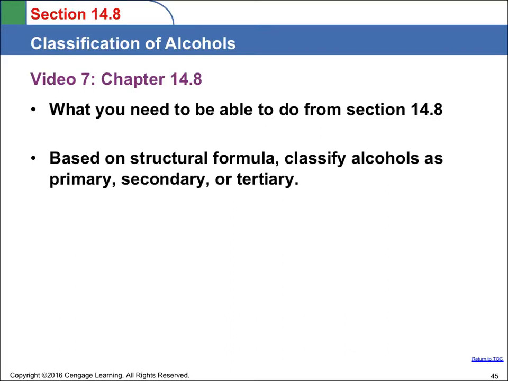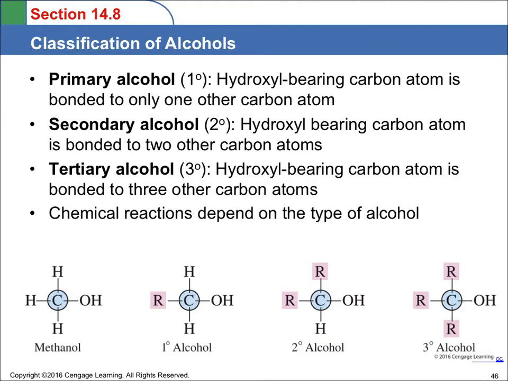Right, in this section we're going to talk about different ways we can classify alcohols. We've got primary, secondary, and tertiary. So a primary alcohol, which we commonly denote with this 1 degree, we say primary when you see this, is anytime you have a carbon atom with an alcohol group that's attached to only one other carbon atom.